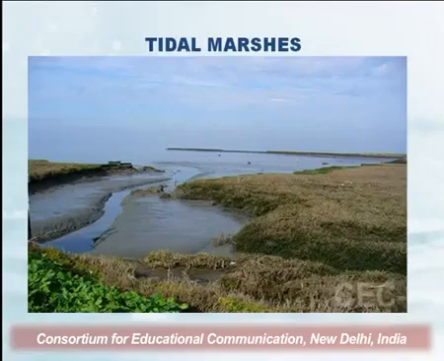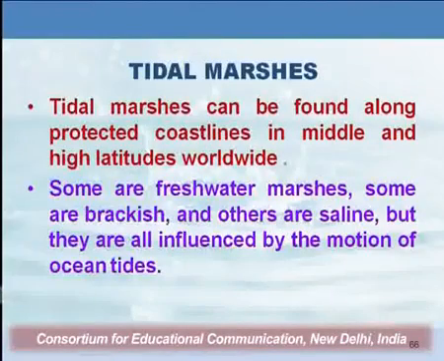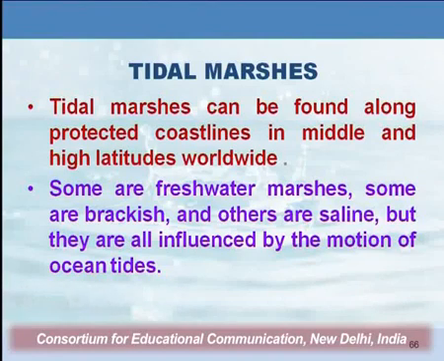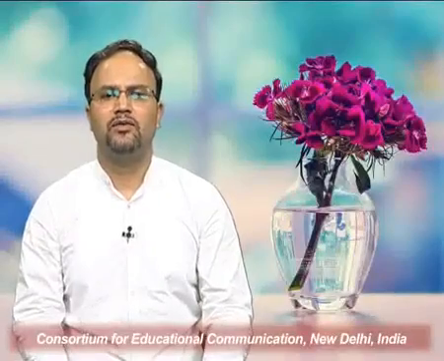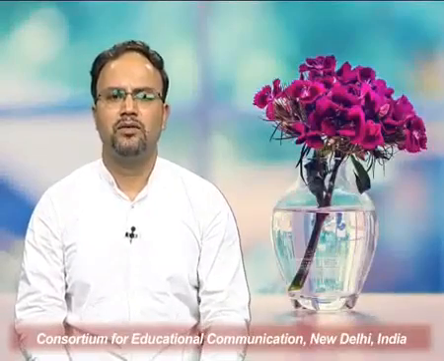Now, the marshes could be tidal or not tidal. Tidal marshes basically are near the oceans, of course, and they can be found alongside the protected coastlines in the middle latitude as well as in the higher latitudes of the world. Now, some of them might be having a greater amount of fresh water, but most of them are brackish. Brackish means a salinity between fresh water and the sea water, salt water, and some of them are saline, but all of them are influenced in one fashion or another by the motion of ocean tides.